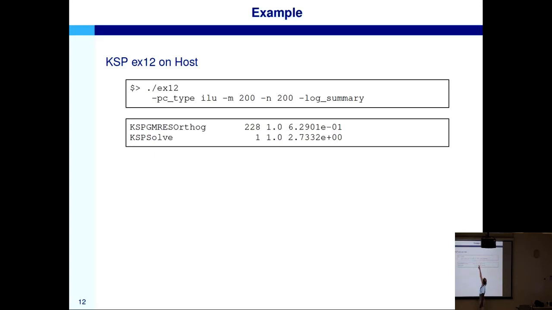You see that it takes you 629 milliseconds or so for the GMRS optimization, and then you have 2.7 seconds overall for the solve. So that's just a reference point.